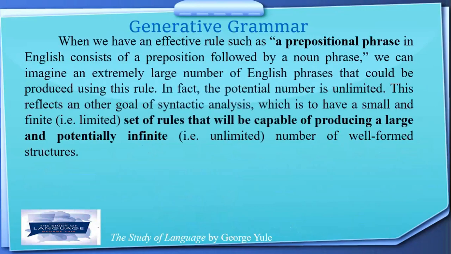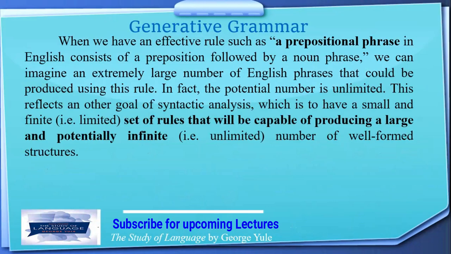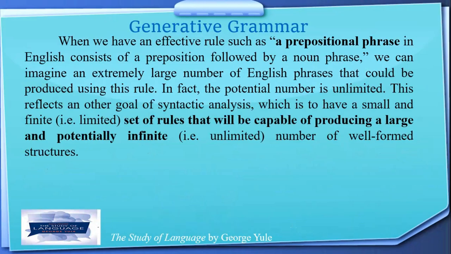Here, when we have an effective rule, such as a prepositional phrase in English consists of a preposition followed by a noun phrase, we can imagine an extremely large number of English phrases that could be produced using this rule. In fact, the potential number is unlimited. This reflects another goal of syntactic analysis, which is to have a small and finite, limited set of rules that will be capable of producing a large and potentially infinite, unlimited number of well-formed structures.